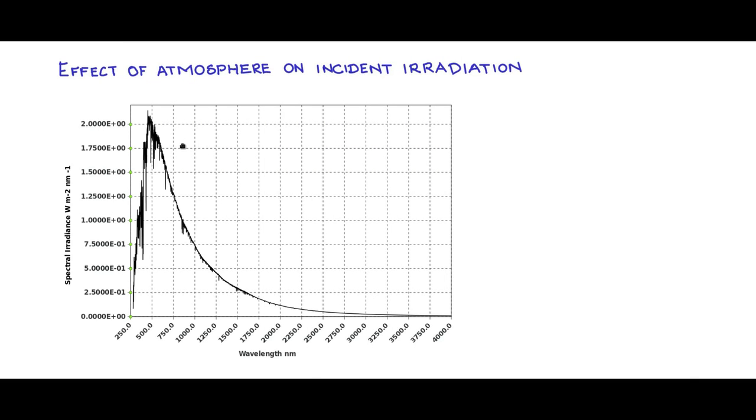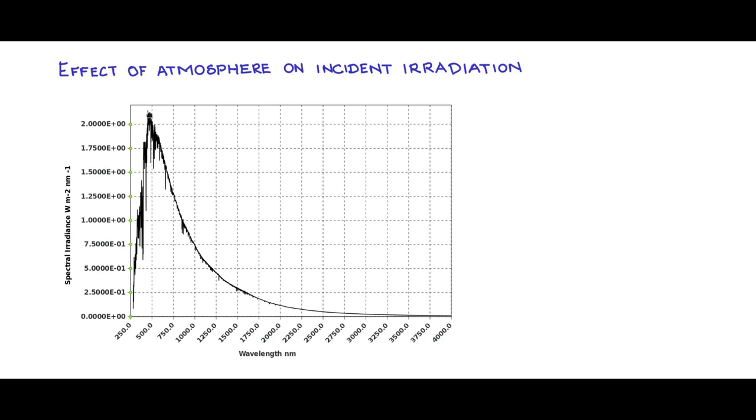The picture here shows the spectral irradiance of the sun. This is the extraterrestrial spectral irradiance in watts per meter square per nanometer. We have seen this graph earlier. The x-axis is the wavelength in nanometers, and the y-axis is the spectral irradiance in watts per meter square per nanometer. In order to study the effects of atmosphere on the incident irradiation, this is a very good place to start.